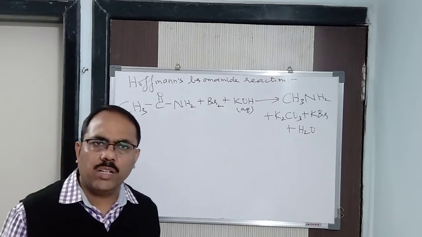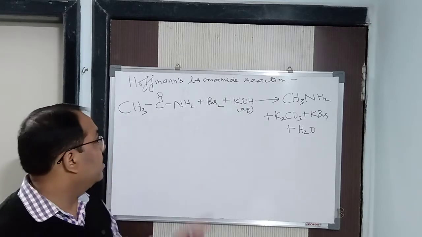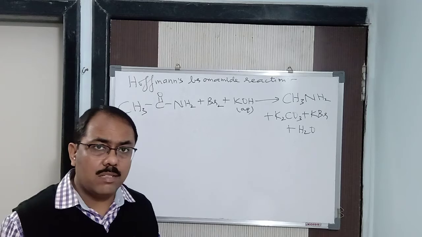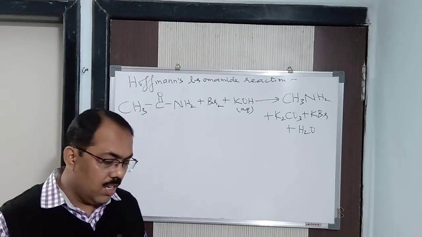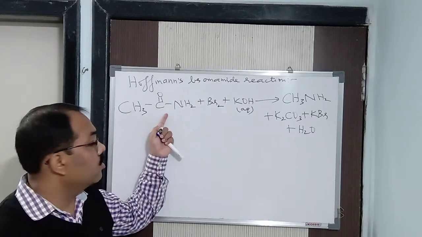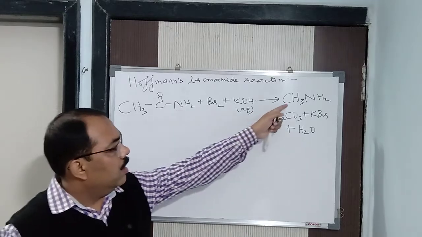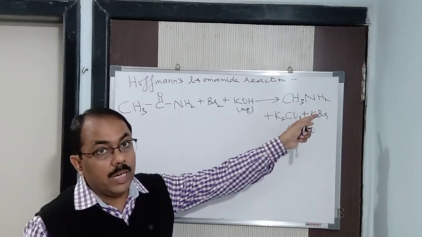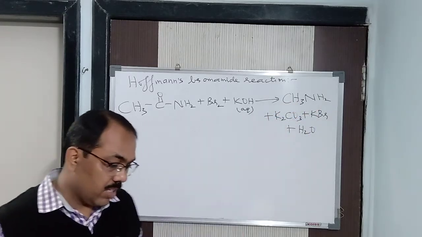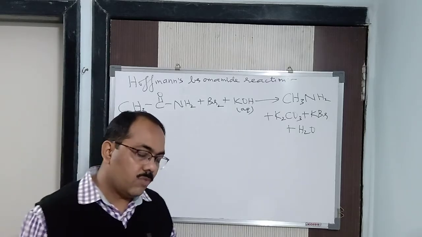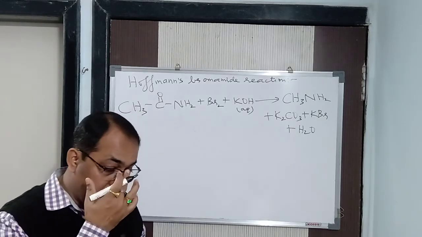So any amide you can use. You can use alkyl amide, you can use aryl amide. In all the cases the number of carbon atoms is going to decrease. In aryl amide you will be using benzene ring CONH2, so it will be benzene ring NH2. Aniline you will be getting. One carbon atom is decreased. We can say that. Clear? So it is used for the descent of series. Again and again I am saying this.